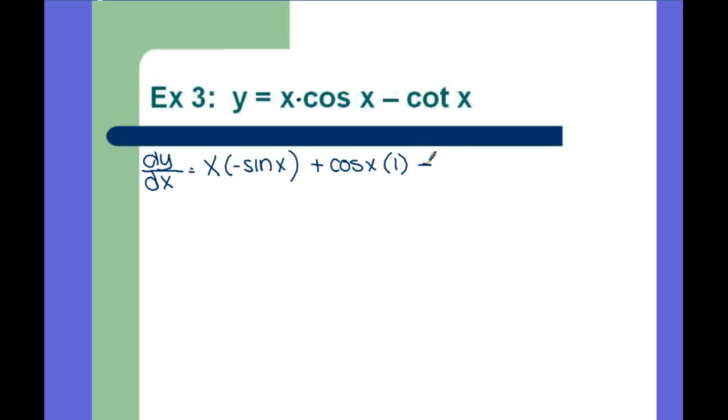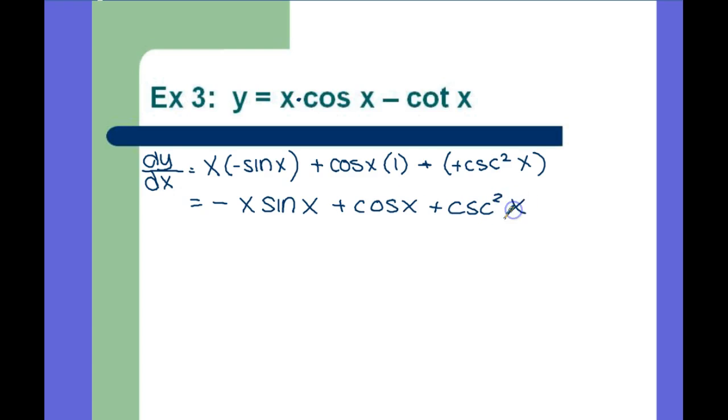minus the derivative of cotan x. So the derivative of cotan is negative cosecant squared. So that minus the minus will become a plus, and you'll bring that negative on the sine x in front of your x. So it becomes negative x sine x plus cosine x plus cosecant squared x. And you're done.